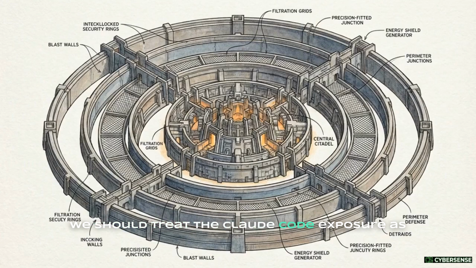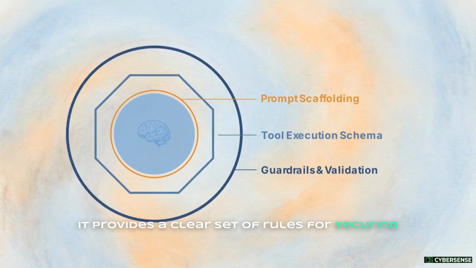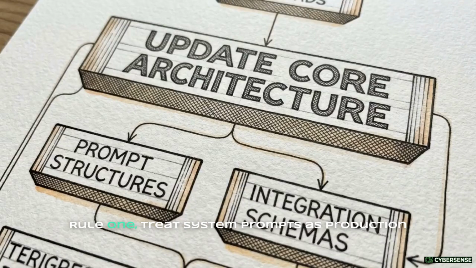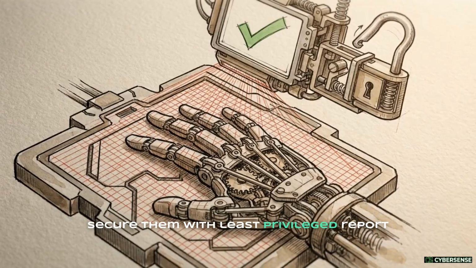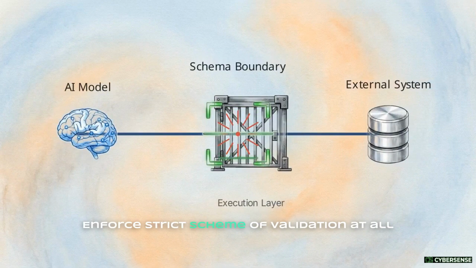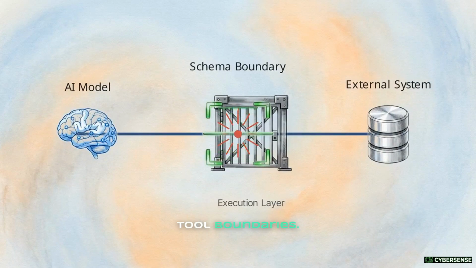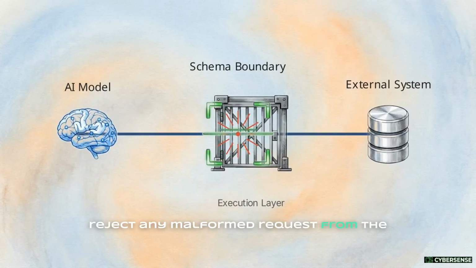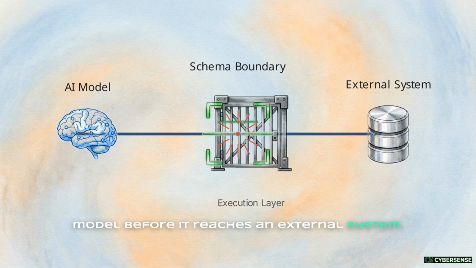We should treat the Claude code exposure as a technical blueprint for defensive agent design. It provides a clear set of rules for securing the integration layer. Rule 1. Treat system prompts as production code. Secure them with least privilege repository access, ensuring only necessary personnel can view or modify the architecture. Rule 2. Enforce strict schema validation at all tool boundaries. The execution layer must automatically reject any malformed request from the model before it reaches an external system.